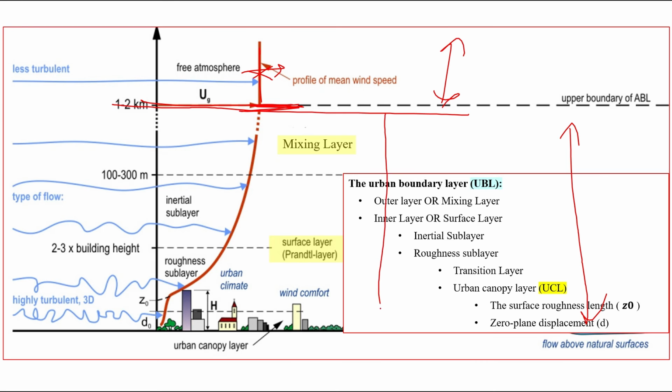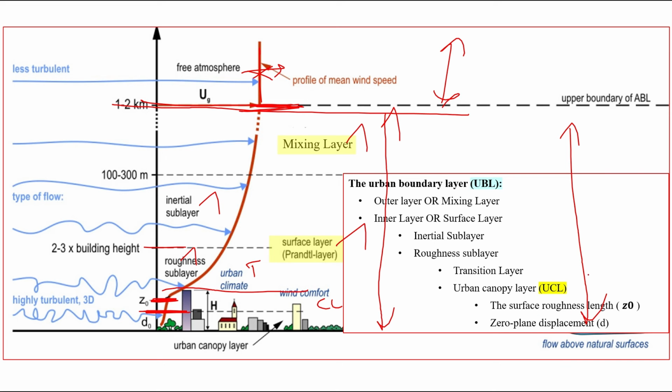So within the boundary layer we have two divisions, the mixing layer and the surface layer. The surface layer is further divided into the inertial sublayer and the roughness sublayer. The roughness sublayer is further divided into the transition layer and the urban canopy height, and this is further divided into the zero displacement plane and the surface roughness length. So these are all the divisions. First we will see the canopy height and canopy layer, zero plane displacement, surface roughness length, etc.